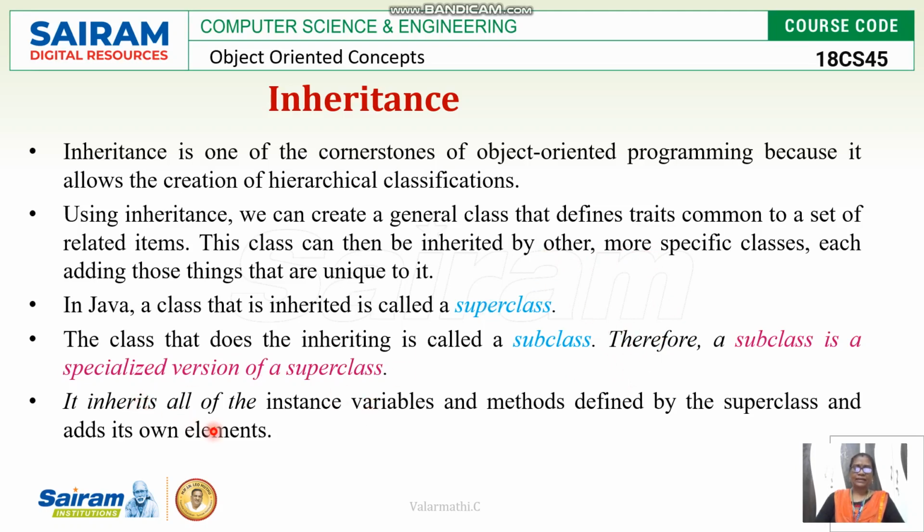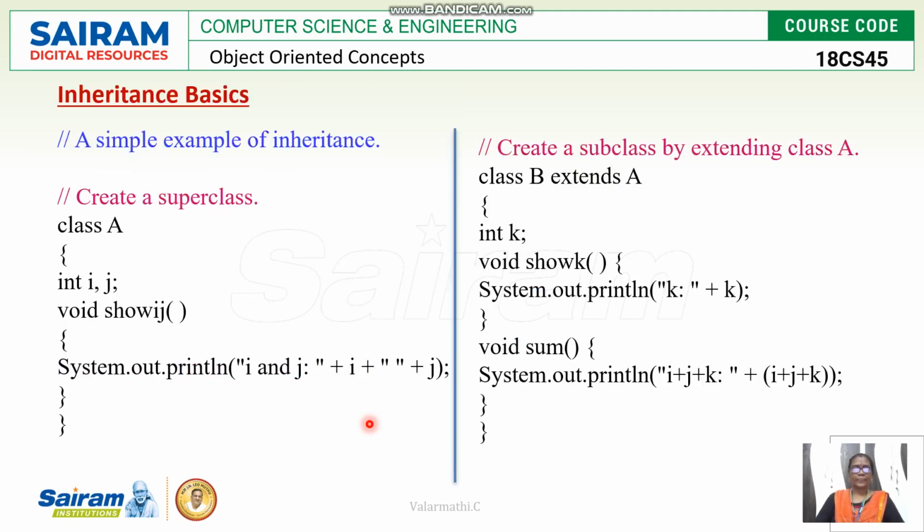This subclass inherits all the instance variables and methods defined by the superclass, and adds its own elements. So not only does it extract all the instance variables and methods of the superclass, it has its own methods and its own elements also. Here is one simple example showing how the inheritance concept is implemented in Java.